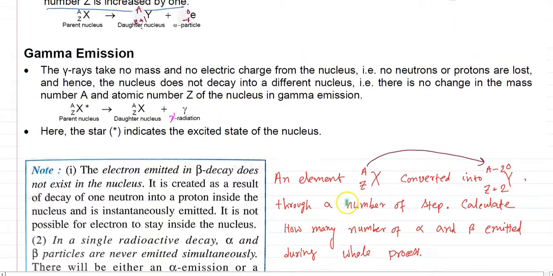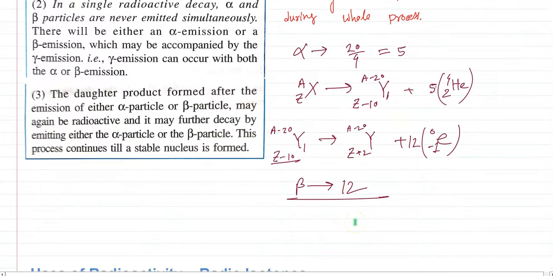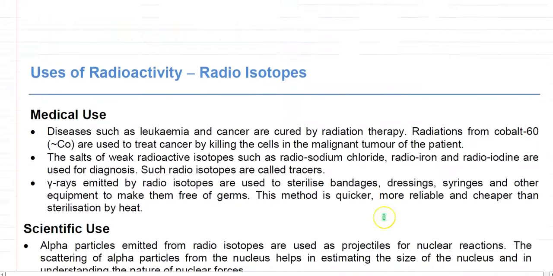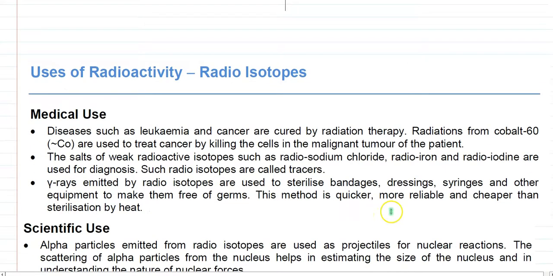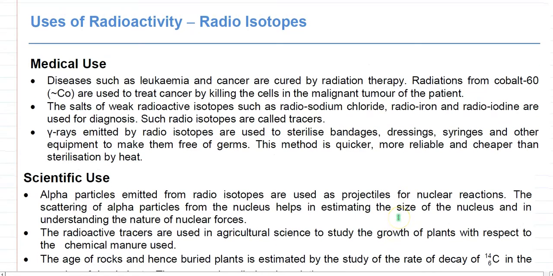These are radioactive emissions and the change in atomic number and mass number due to radioactive emission. Usage of radioactivity. So radioactive isotopes, medical use. Diseases such as leukemia and cancer are cured by radiation therapy. Radiation from cobalt-60 is used to treat the cancer cells by killing the cells in the malignant tumor of the patient. Radioactive radiations from cobalt-60 can kill the cancer cells.